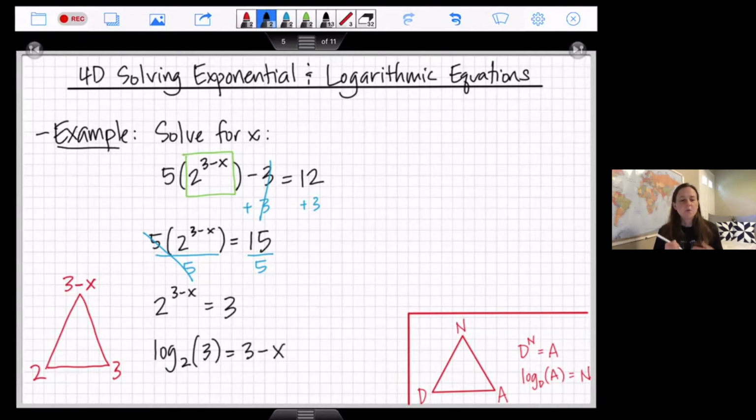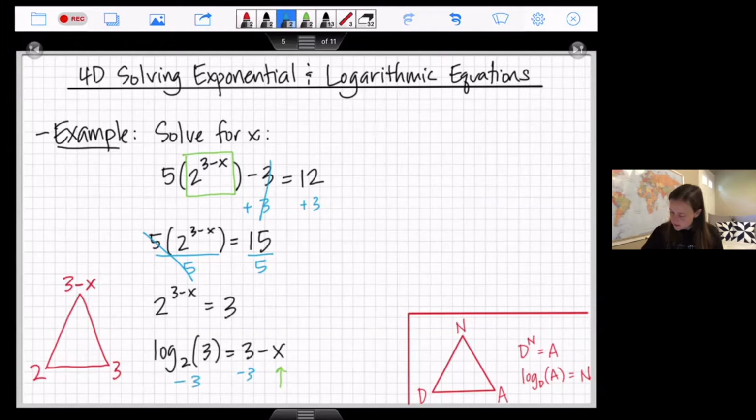And by converting from the exponential form to the logarithmic form, now this x that I'm trying to solve for is outside of the exponent. It's down on the ground where I can deal with it. So let's focus on the x, forget about the fact that there's that log over on the left-hand side. And I want to get x by itself, so I'm going to subtract 3 from both sides.